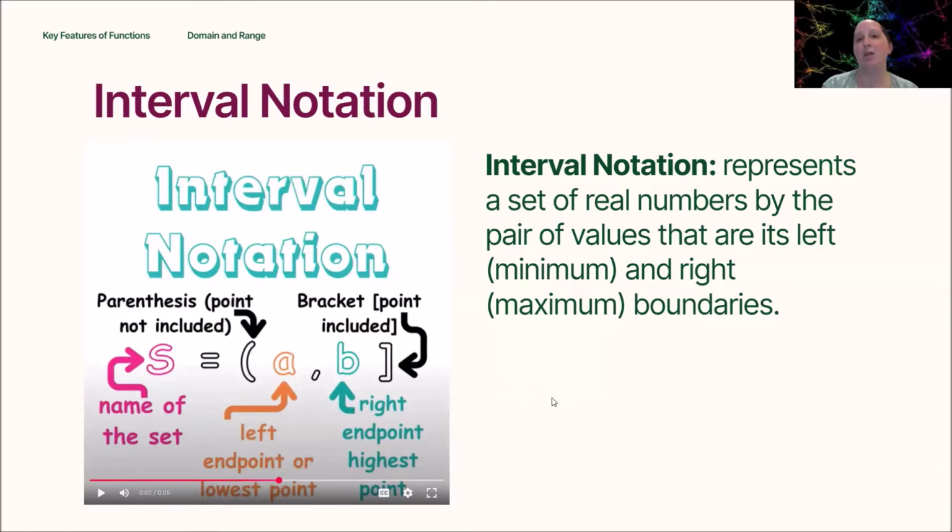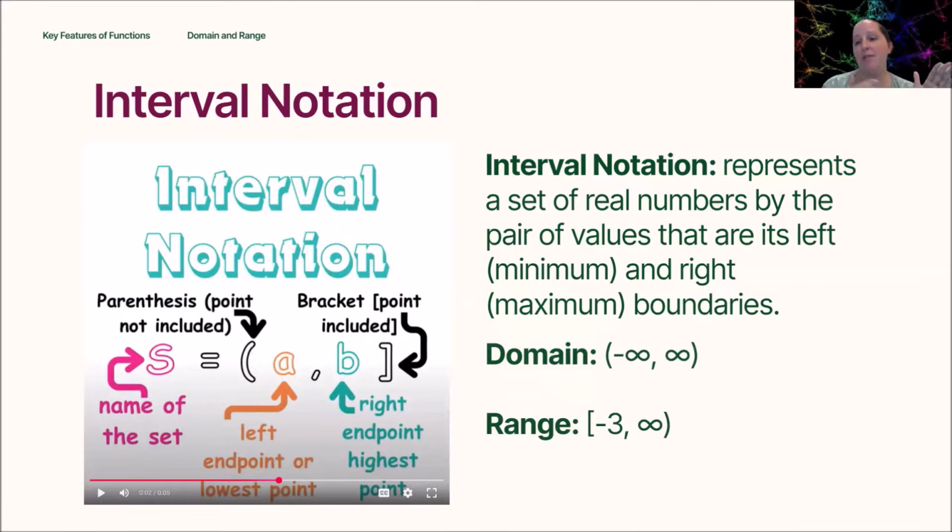The other thing to notice here is parentheses means that that point is not included, while a bracket means the point is included. So if I was looking at the example that I had previously, my domain was going to be negative infinity to infinity. So that's all the x values that are there. My range is from -3, and there's a bracket, because that -3 is included, towards infinity. I start at -3, which is my minimum point, and I'm going up and up. So I'm going towards infinity.